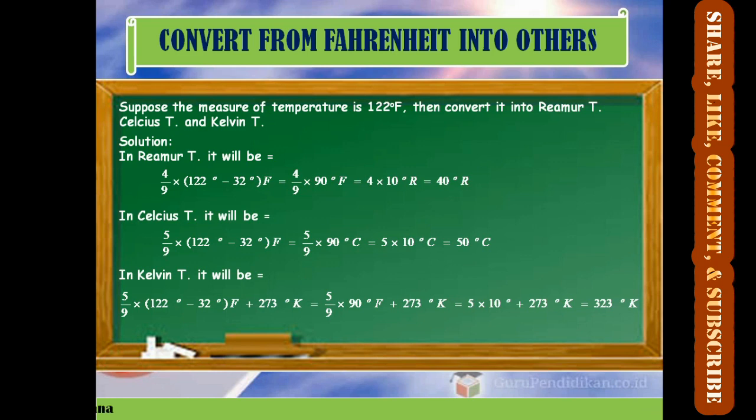In the Fahrenheit thermometer, we have 32 degrees as the lowest value, but in the Kelvin thermometer, we have 273 degrees. So, from 32 change into 0. That's why you have to subtract 32. And then from 0 to 273, you have to add 273. That's why you have to put 273. And then the answer will be like this: 5 per 9 times 90 degrees plus 273. This is the simplification. And then the answer is 5 times 10 plus 273, or we get 323 degrees Kelvin.